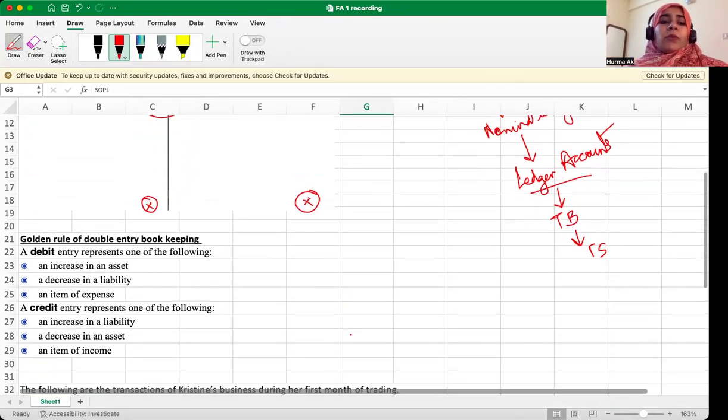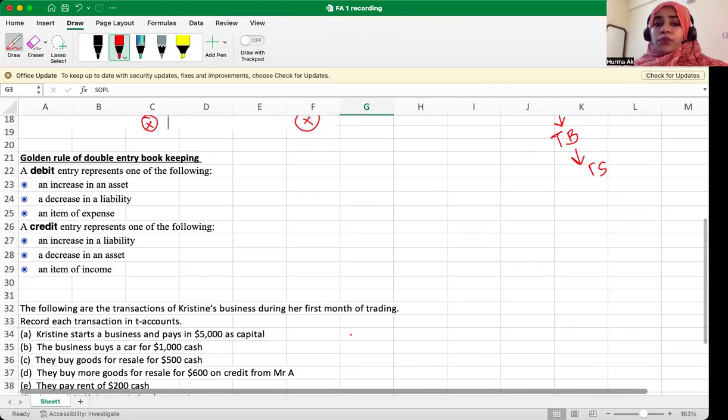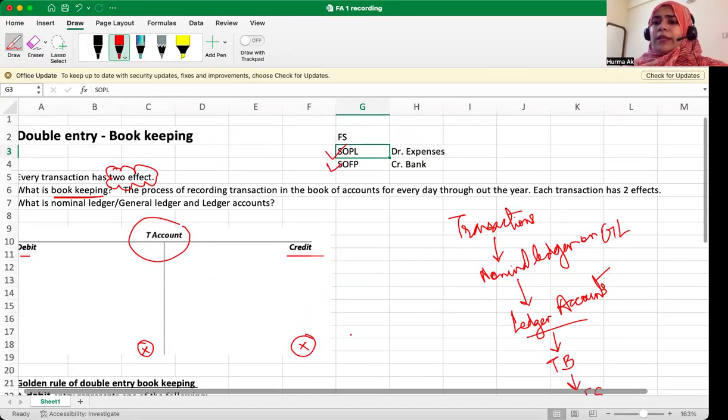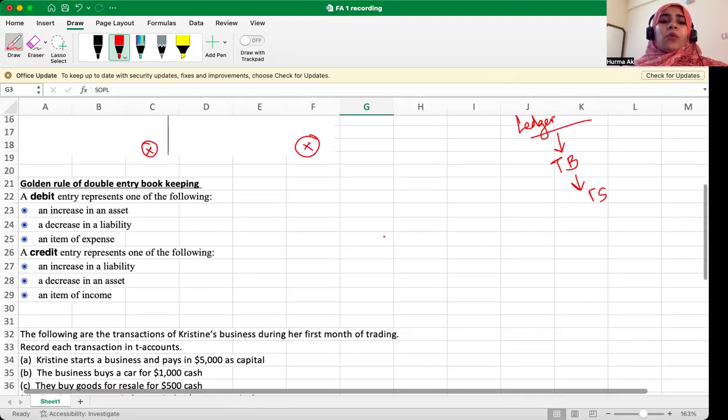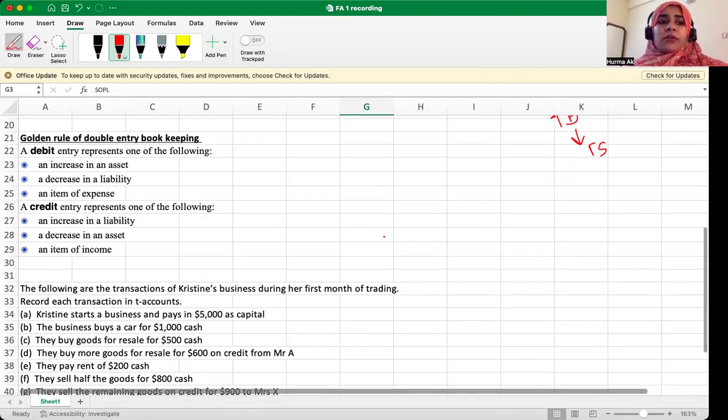Okay. Next, we're going to look at the golden rules of double entry bookkeeping. What is this golden rule? So remember a moment before I was mentioning debit expenses and credit bank, and I said I will be talking about it in some time. So that's what this is now. We're going to cover the golden rules of double entry bookkeeping.